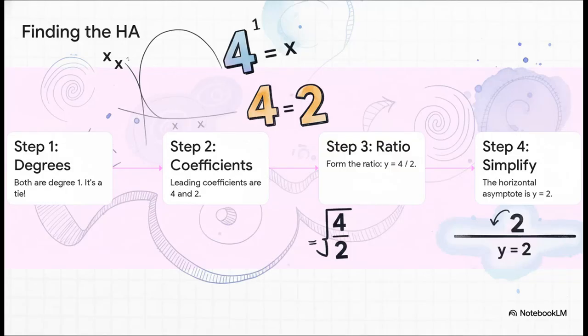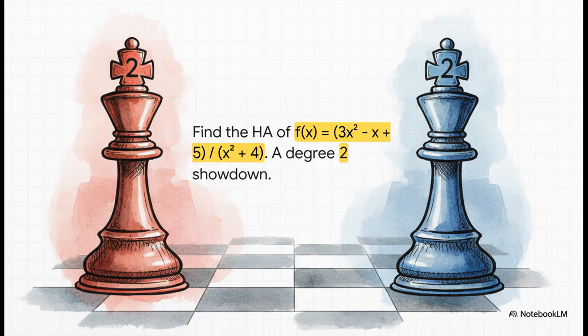Let's walk through it. Okay, step 1, identify the degrees. The highest power on top is 1, highest power on the bottom is 1. It's a tie. Step 2, grab those leading coefficients. We've got a 4 from the top and a 2 from the bottom. Step 3, make the ratio 4/2. And finally, step 4, simplify it. The horizontal asymptote is the line y equals 2. See? Super straightforward.